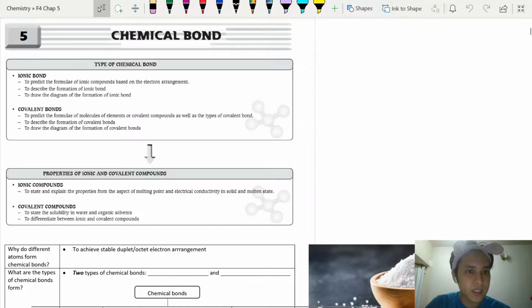What's up guys? Alright, chapter 5. Previously, in the periodic table, you learned a few important things that you're going to use in this chapter: octet arrangement, octet stability, group 1 releases electron, group 17 accepts electron, which group will form positive ion, which group will form negative ion. All those will be used in this chapter, chemical bonds.